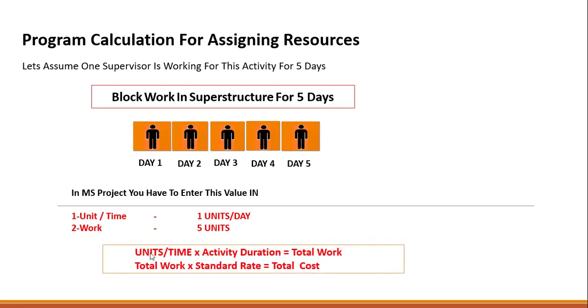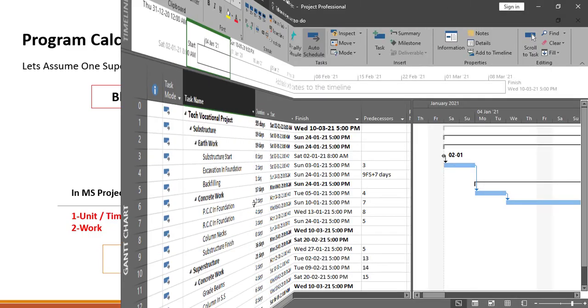Now the calculation will be unit per time. If you enter it over here, multiplied by activity duration will give us total work. This total work multiplied by the standard rate of that particular resource will give us the total cost. Now let's open the software and do the same example over there. We'll create and assign resources to the activities. So let's open the software.